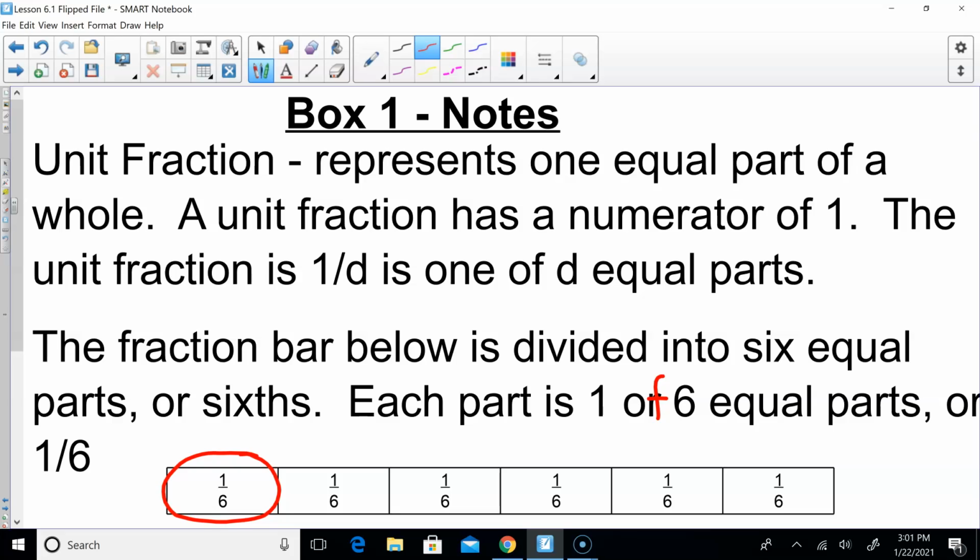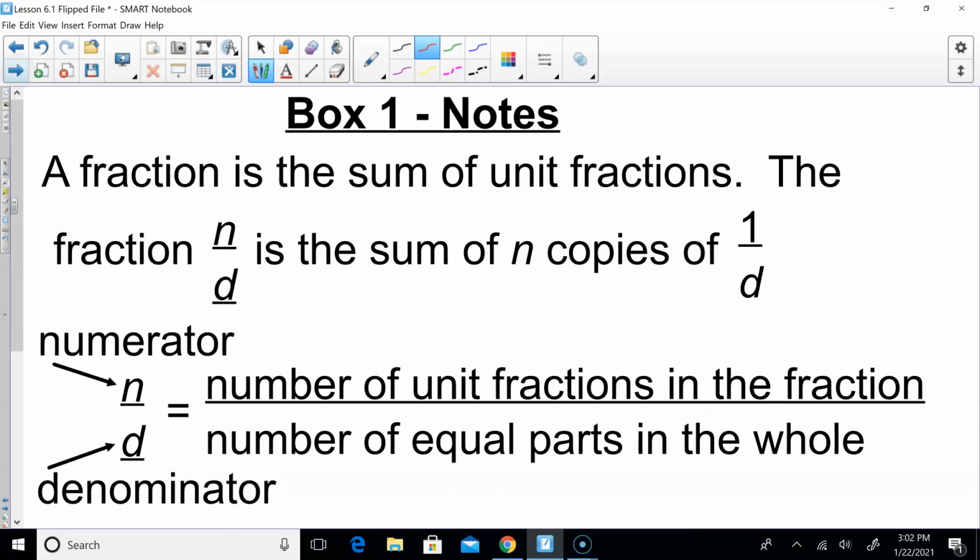No matter how many pieces I have, we go back to this key part right here, 1 over d: it's one of however many pieces. If we have 100 pieces, 1 over 100 would be the unit fraction. If we have 3 pieces, 1 over 3 would be that part. So 1 is always the numerator, and the denominator is how many parts you have. Let's take a look at the next one.